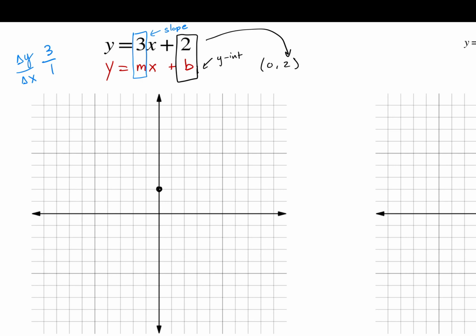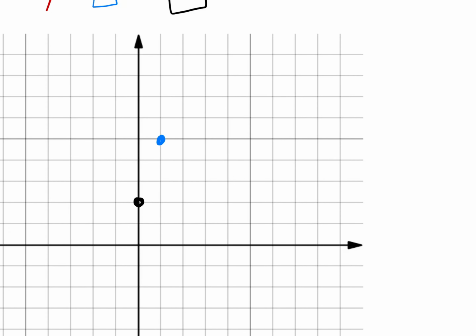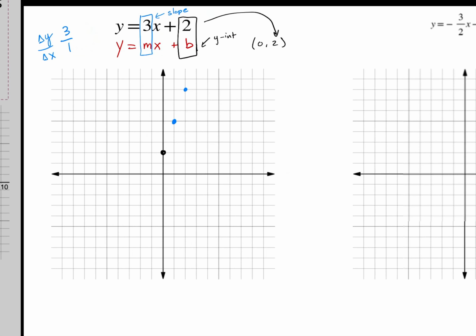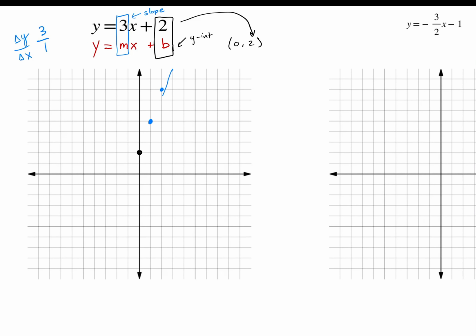Okay, now because this is a positive fraction, we're going up. So we go up 3 over 1. Okay, so you can see I'm filling in the graph now. I went up 3 spaces in the y, over 1 in the x. I'm going to do it again. Up 3 over 1. Okay, and I'm just going to draw my line, hopefully. Is that a line tool? Figure that one out later.